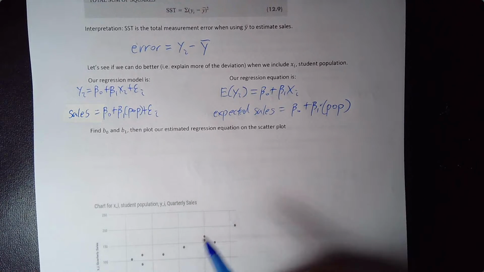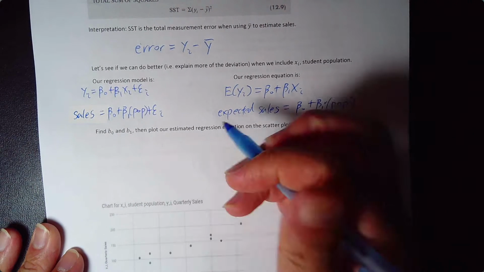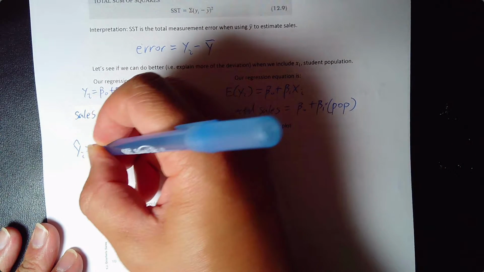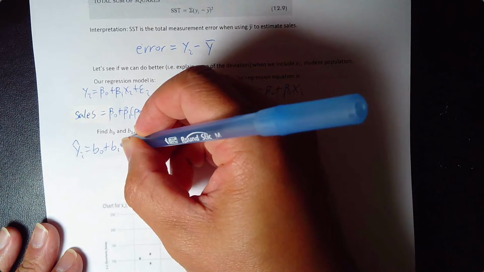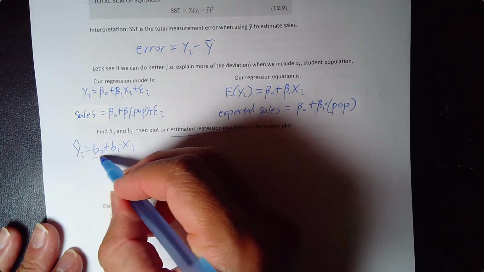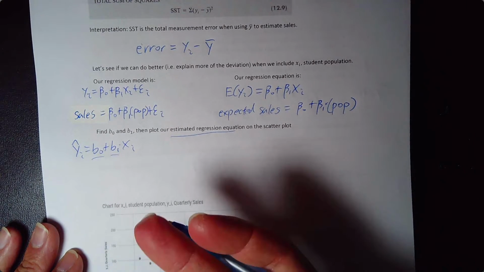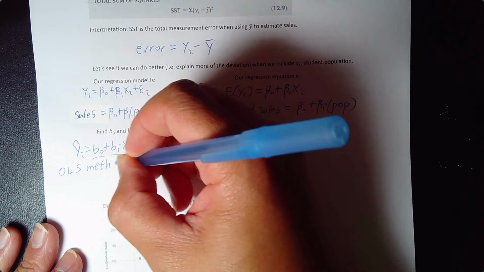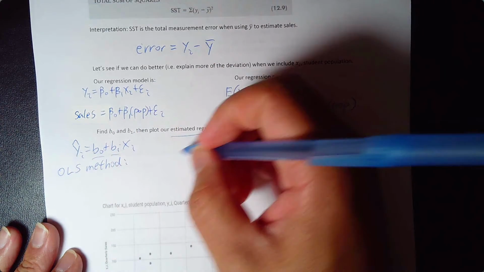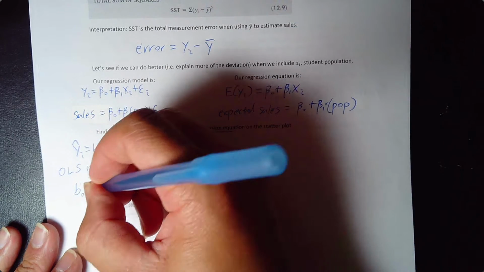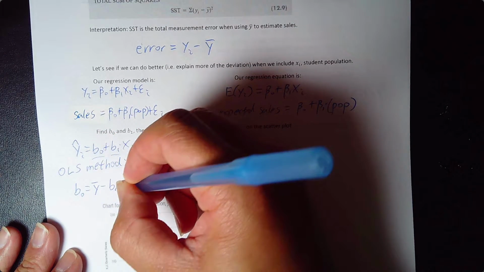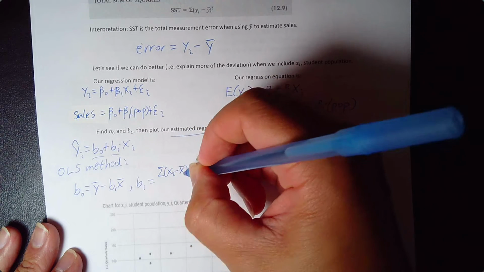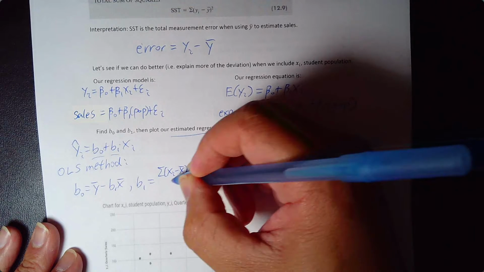Okay, so our estimated regression equation is going to be y hat i equals b0 plus b1 times xi. And how do we get our b0 and b1? Those are our estimators. So we're going to use the OLS method that we covered in the last handout, and we're going to get that b0 equals this, and b1 equals the summation of xi minus x bar, yi minus y bar.